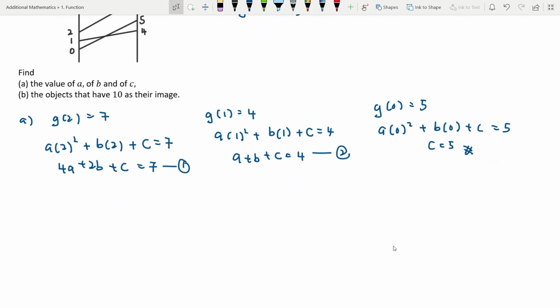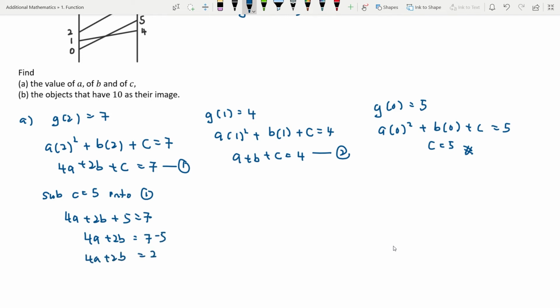Then we continue by substituting c into equation 1 and 2 respectively. Substitute c equals 5 into 1. We get 4a plus 2b plus 5 equals 7. Rearrange it. 4a plus 2b equals 7 minus 5, which is 2. This will be our equation number 3.